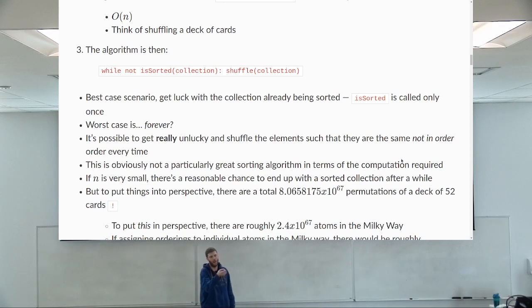Can someone do a quick lookup of how many permutations of 52 cards there are?